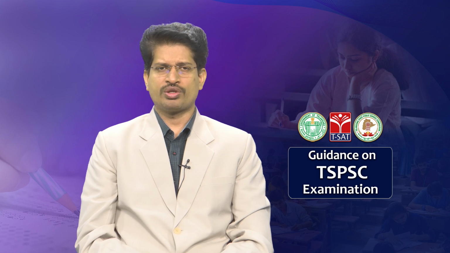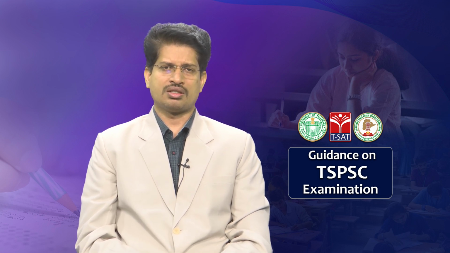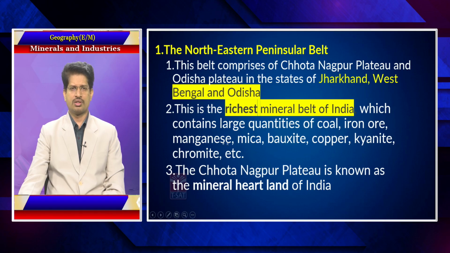Let us examine point by point, in correlation with mineral availability as a natural resource and the industrial regions of our country. First, the northeastern peninsular belt. This belt comprises the Chota-Nagpur Plateau and Odisha Plateau in the states of Jharkhand, West Bengal and Odisha. Here, northeastern peninsular belt does not mean the northeastern states of our country. It refers to the northeastern part of the peninsular plateau.